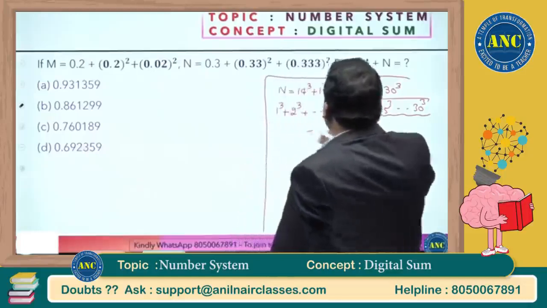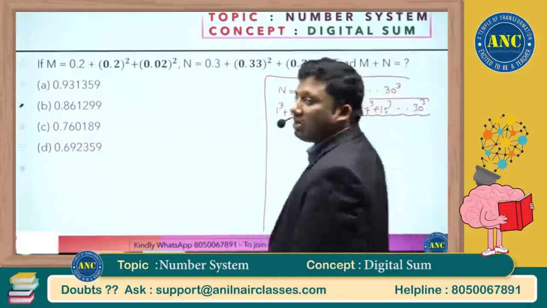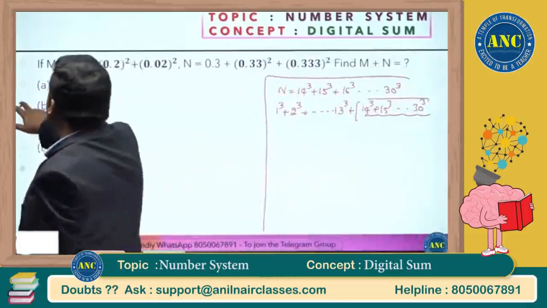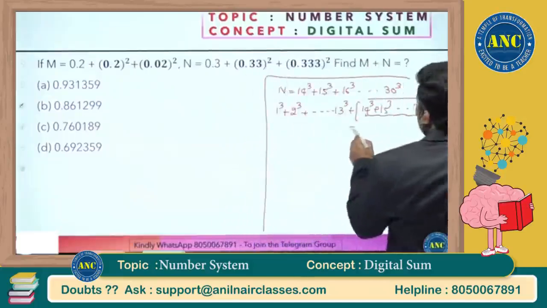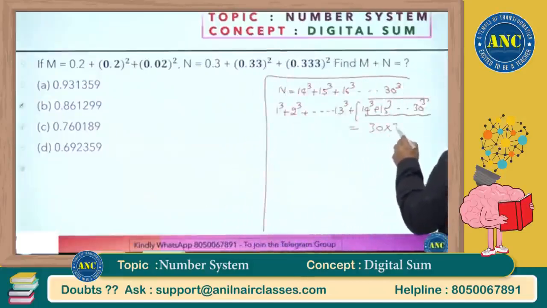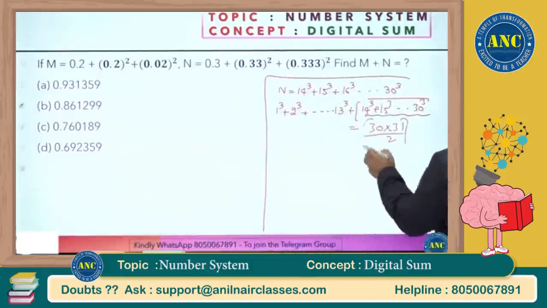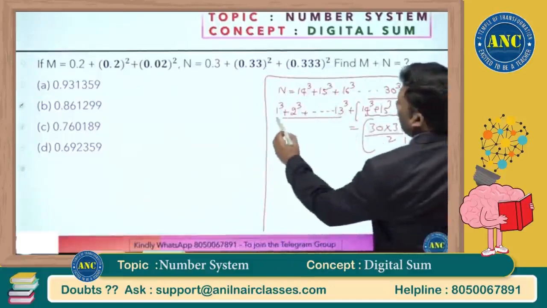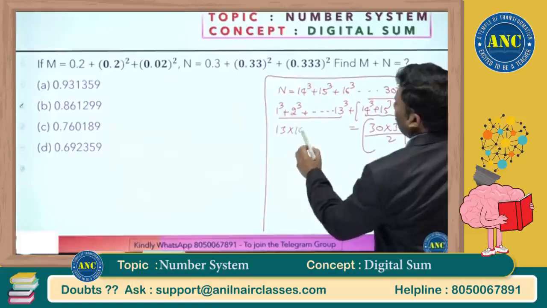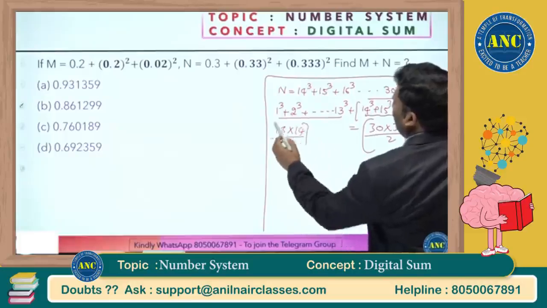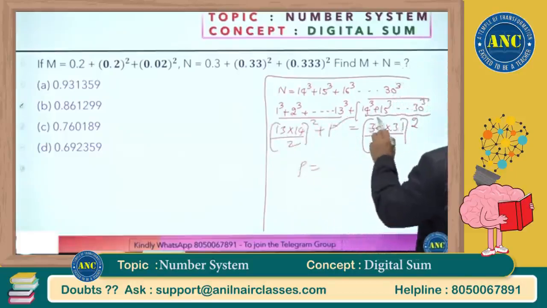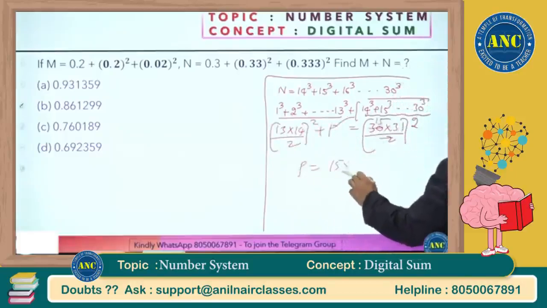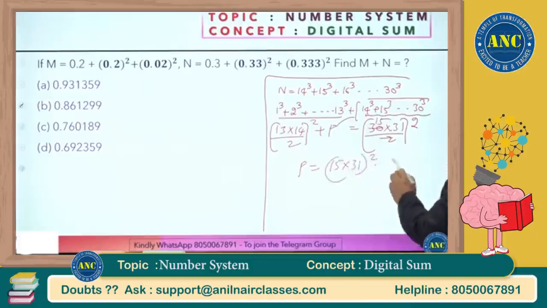Sum of the cubes of the first n natural numbers. What is the sum of the cubes of the first n natural numbers? It is given by n into (n plus 1) by 2, whole square. Till here clear? This is given by 13 into (13 plus 1) by 2 whole square plus P. So here you can also do 15 into 31 whole square minus 7 into 13 whole square.